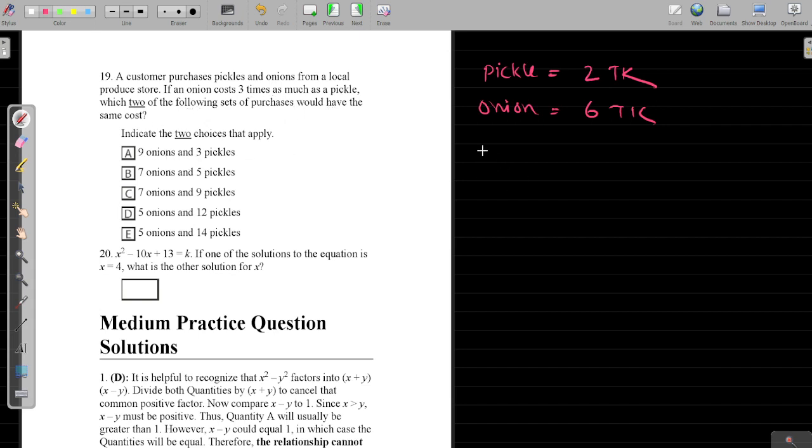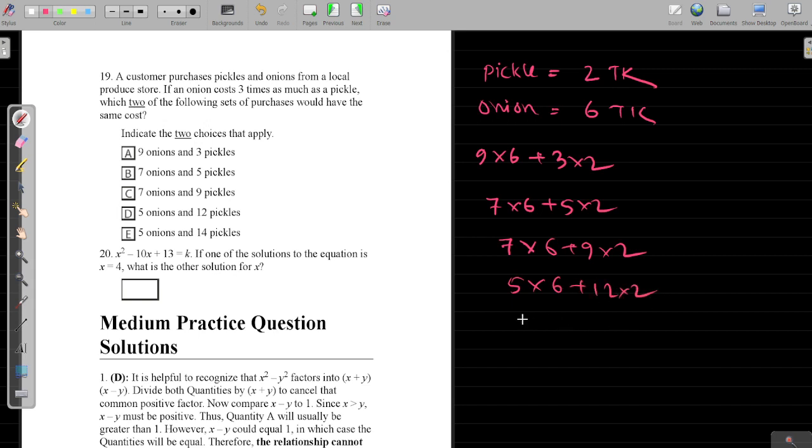Which two of them have the same cost? So 9 onions means 9 multiplied by 6 plus 3 multiplied by 2. 7 onions means 7 multiplied by 6 plus 5 multiplied by 2. 7 onions means 7 multiplied by 6 plus 9 multiplied by 2. 5 onions means 5 multiplied by 6 plus 12 multiplied by 2. 5 multiplied by 6 as well as 14 multiplied by 2. Then this one will be 54 plus 6, which means 60. This one will be 42 plus 10, 52. This one is 42 plus 18, which means 60.